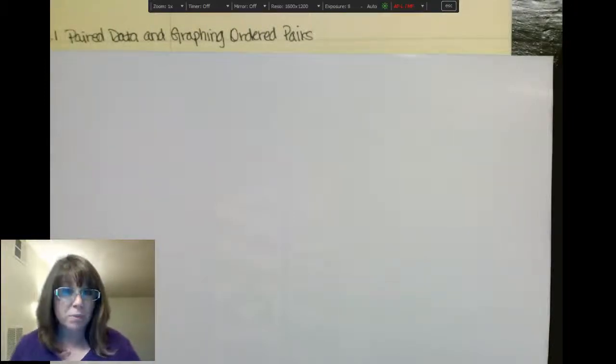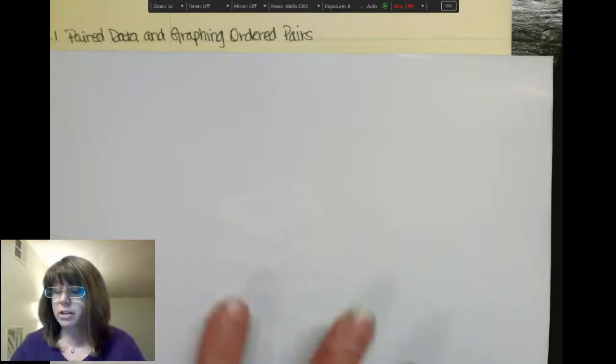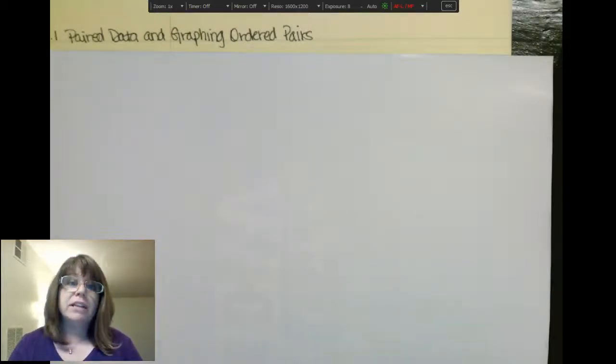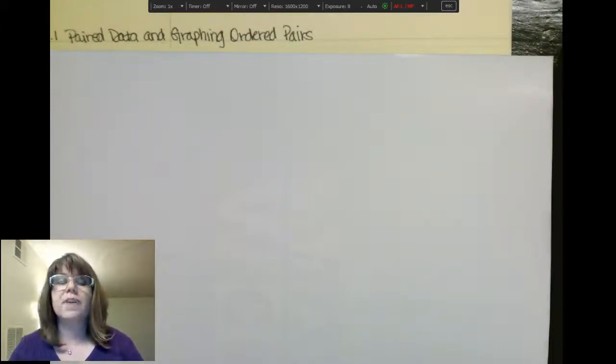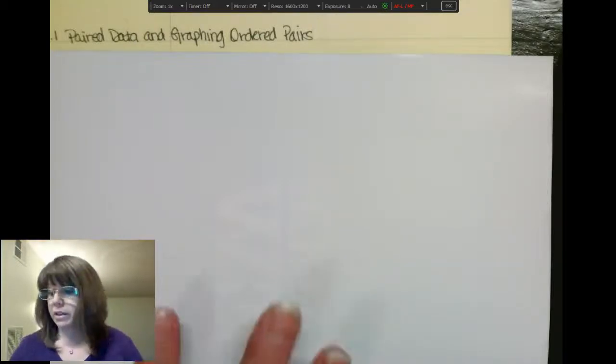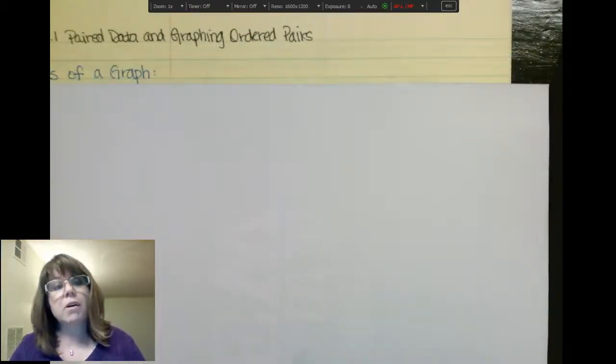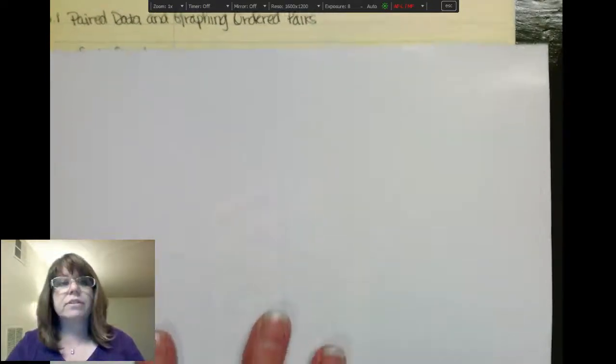And welcome to Lecture 9.1, Paired Data in Graphing Ordered Pairs. What we mean by paired data in graphing ordered pairs is that we're going to start talking about our data in terms of how we can look at it visually and how we can interpret data visually. So let's talk about parts of a graph.